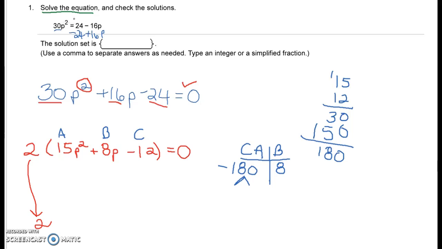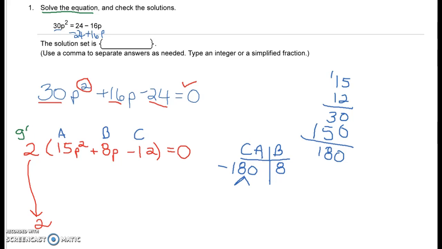When we see the square, just like with all quadratics, we're going to have to move everything to one side. So I'm going to subtract the 24 and add the 16p. That's going to give me 30p squared plus 16p minus 24 equals 0. We want to set everything equal to 0. Then we're going to try to factor it.